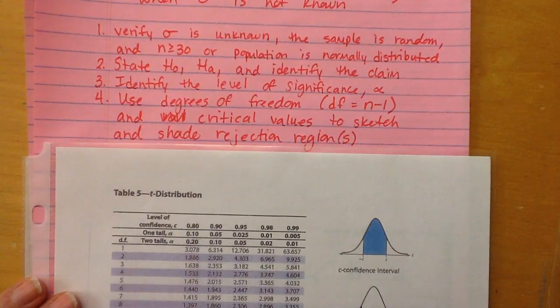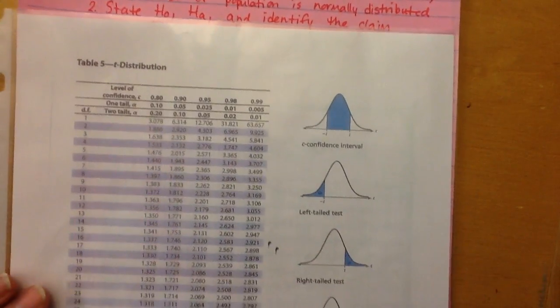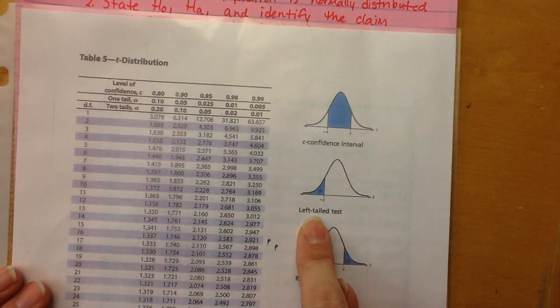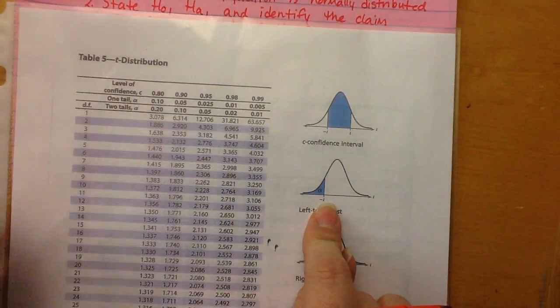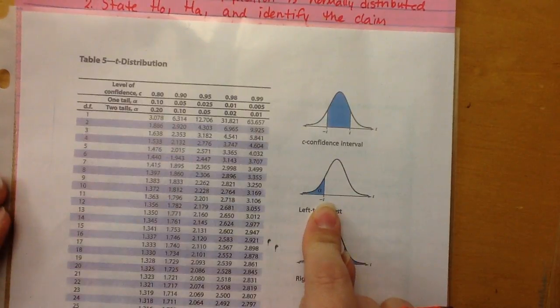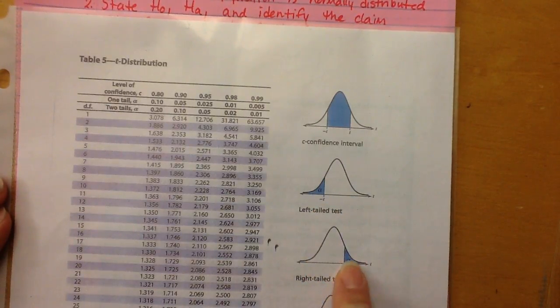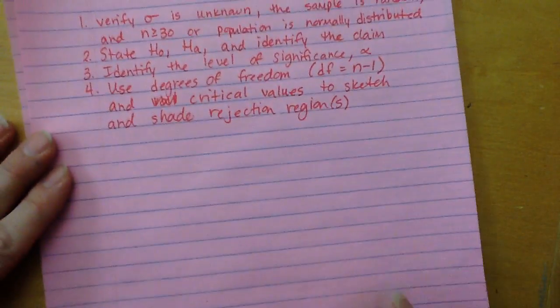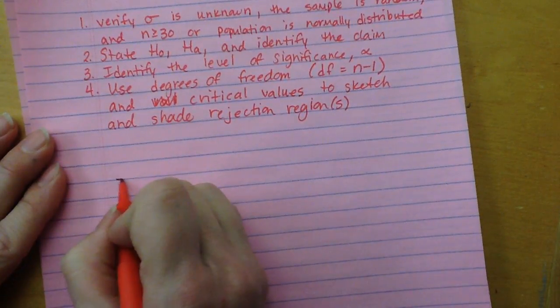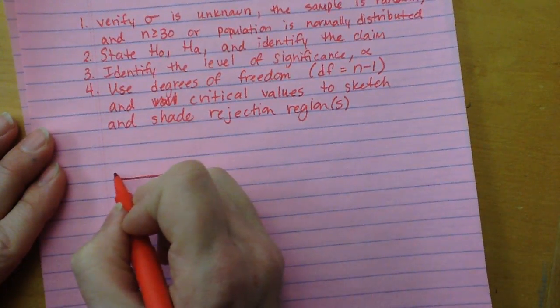So over here on the right, if you have a left-tailed test, then you're going to use a negative t-value. If you have a right-tailed test, you're going to use a positive t-value. And if you have a 2-tailed test, you'll use one of each. We'll practice that here in a little bit. We'll just make a little chart indicating that.